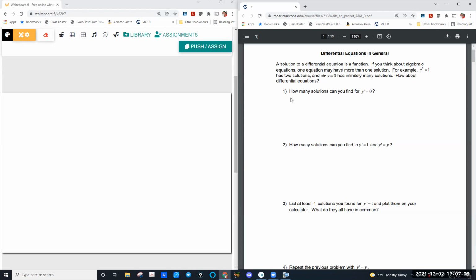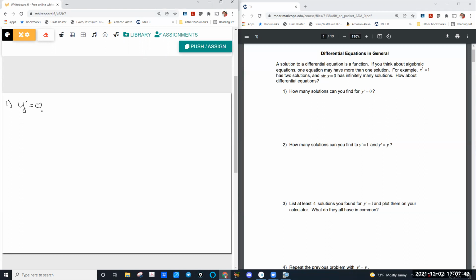So first off, like I said, some of these questions I'll throw to you. If it's newer stuff, I'll do it on my own. But what about number 1 here? How many solutions can you find for y prime equals 0? Now, before you answer, that would be a differential equation. Let's think about what that means. Y prime equals 0. Well, how many functions can you think of that have a derivative of 0? And you can respond in chat, or if you want to turn on your mics, whatever's easier for you.